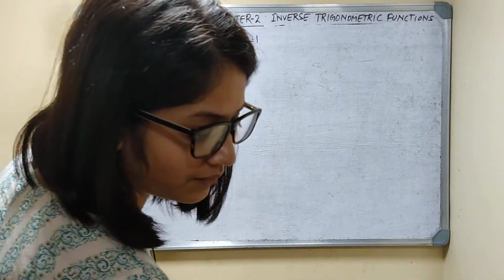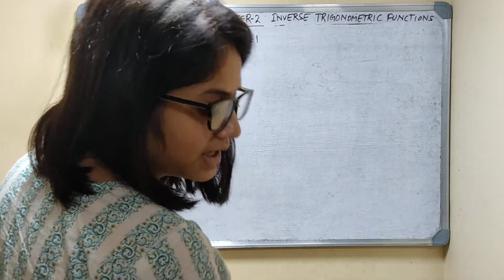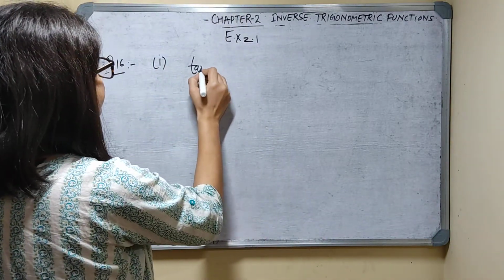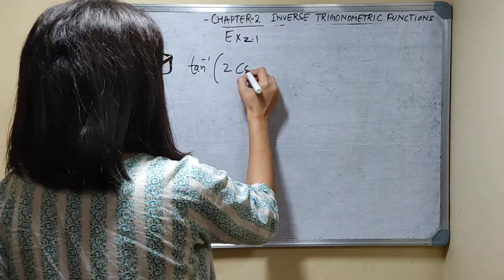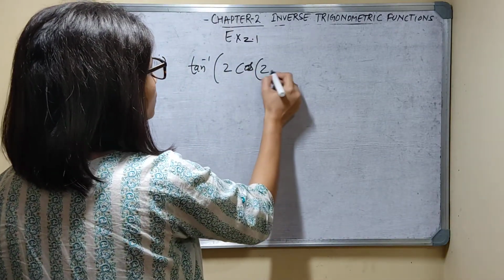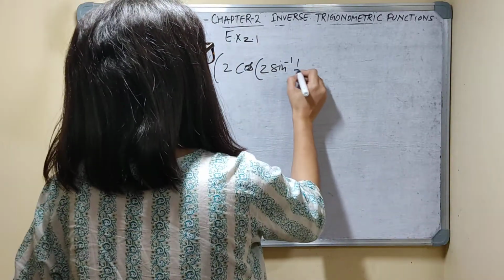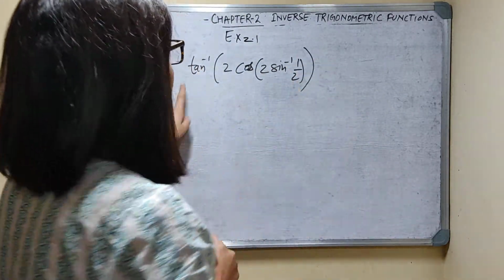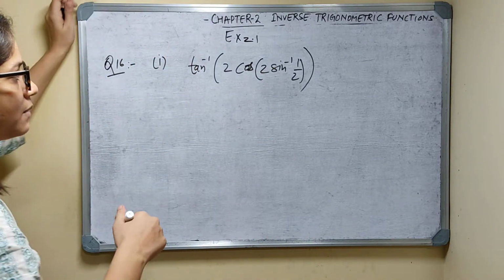Question number 16. Find the values of the following. First part I am solving. Tan inverse of 2 cos of 2 sin inverse 1 by 2.